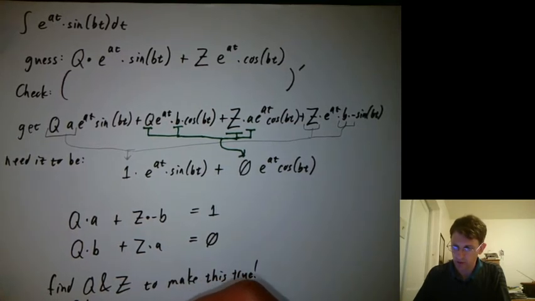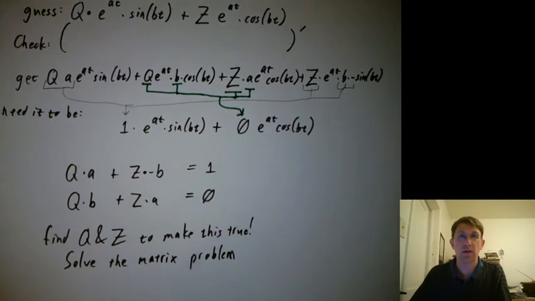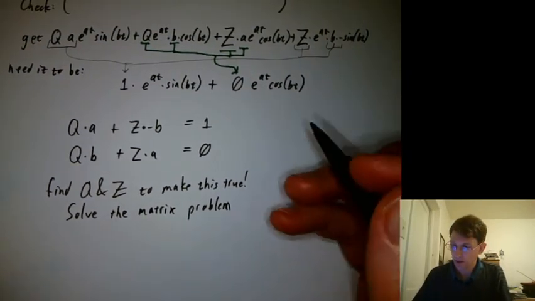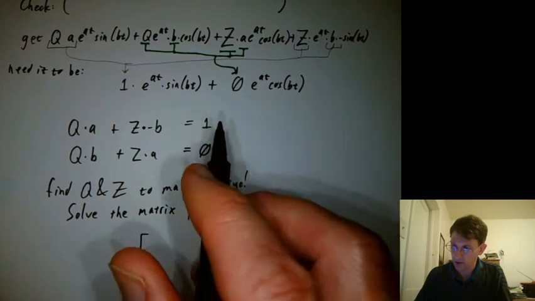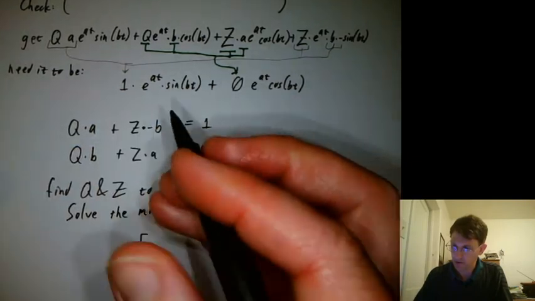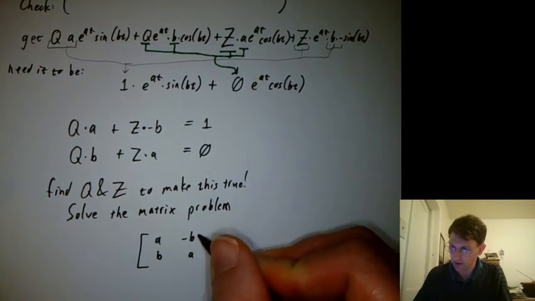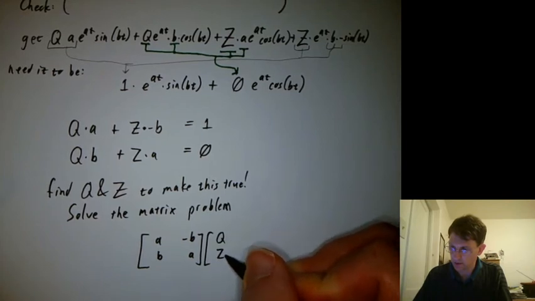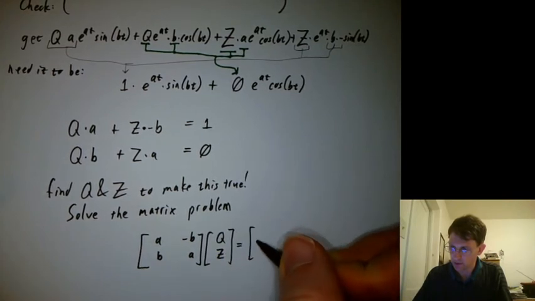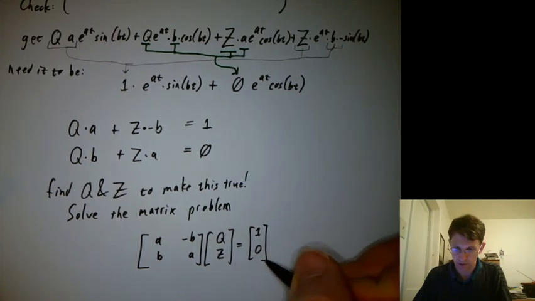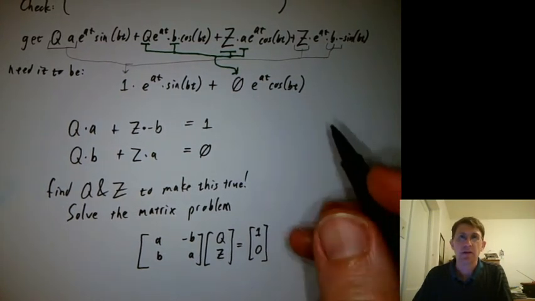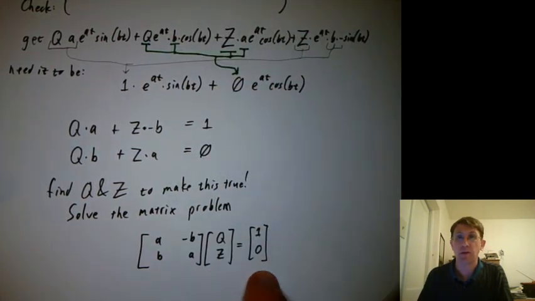So I need to solve the matrix problem. You can think of it as a matrix. If you've taken linear algebra, you could write it this way. My main variables are q and z, and I've got coefficients of a, negative b, b, and a times the vector q and z, and that has to be equal to the vector 1 and 0. So isn't that neat? We reduced a calculus problem to a linear algebra problem that you might have been able to solve in high school.